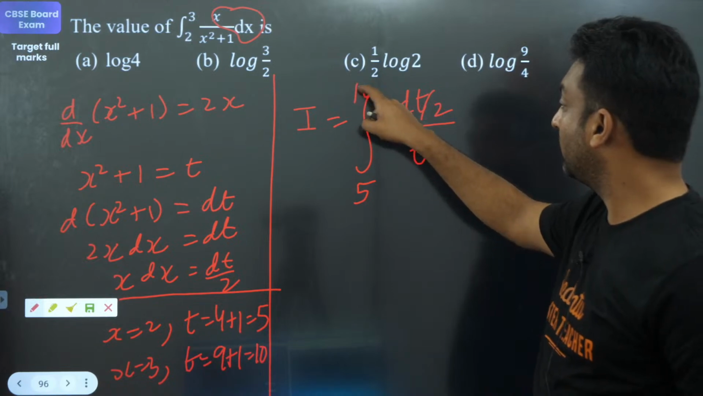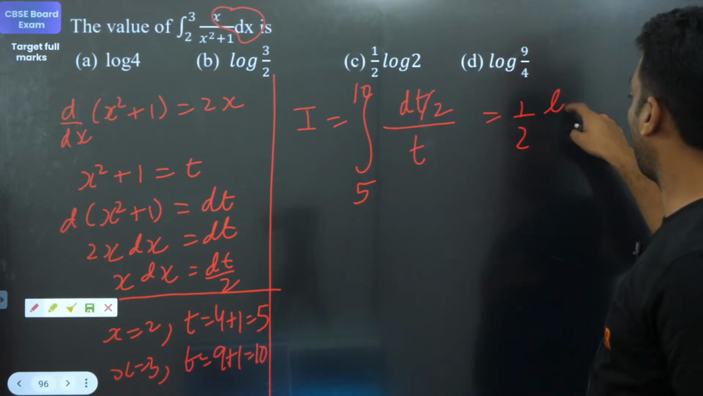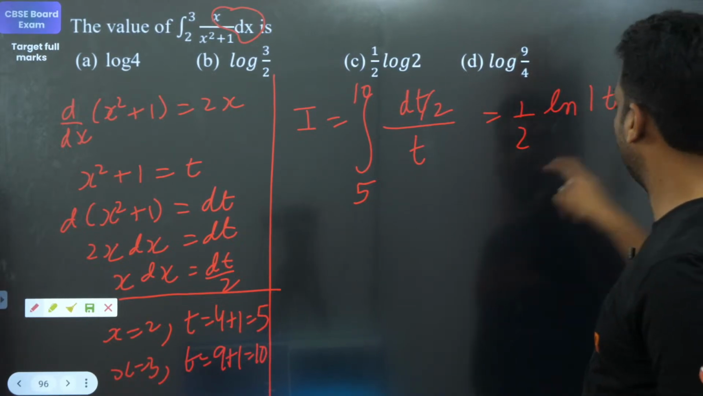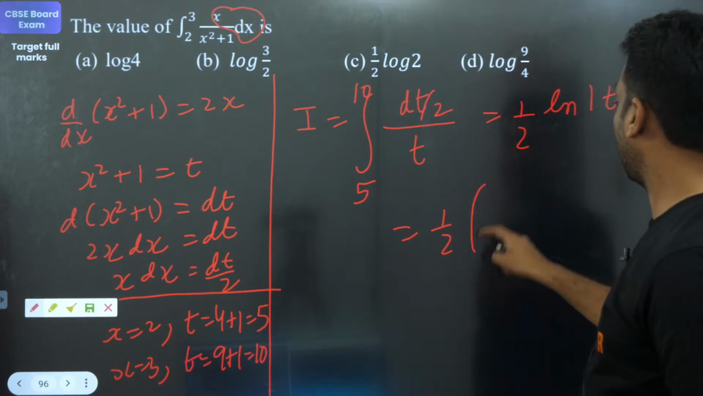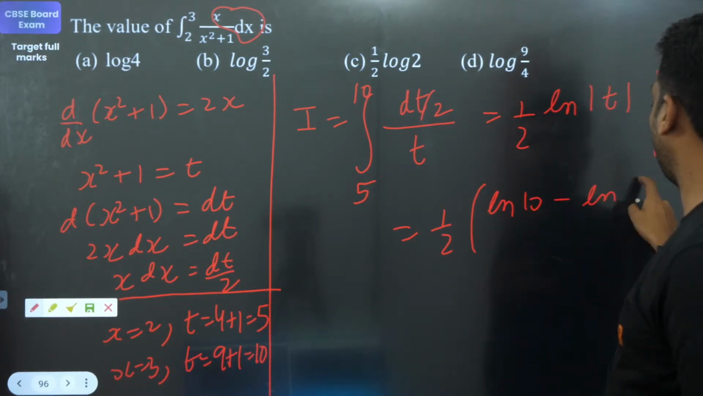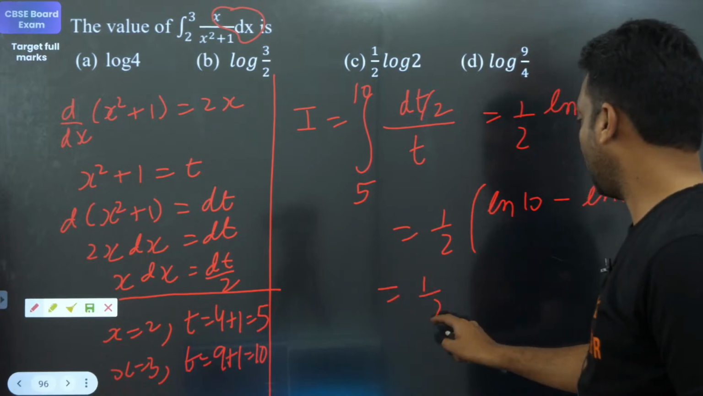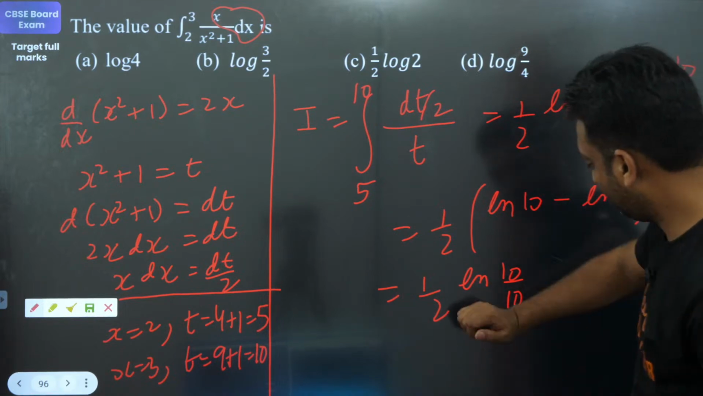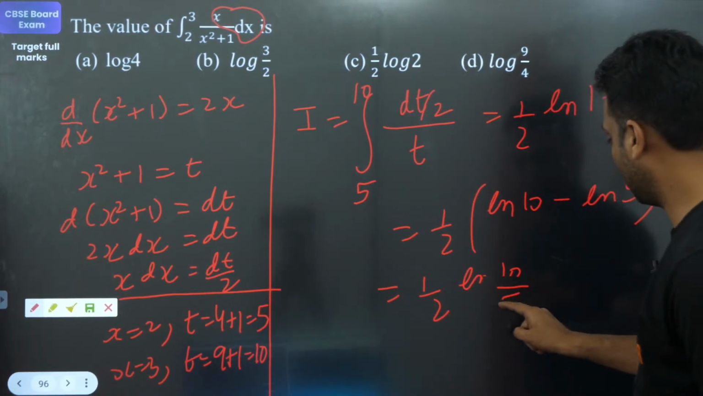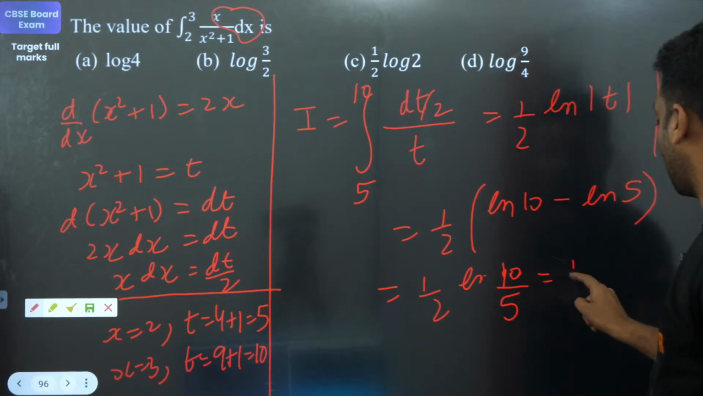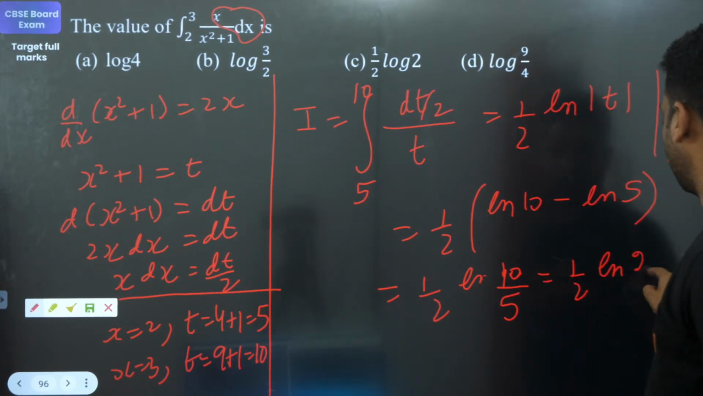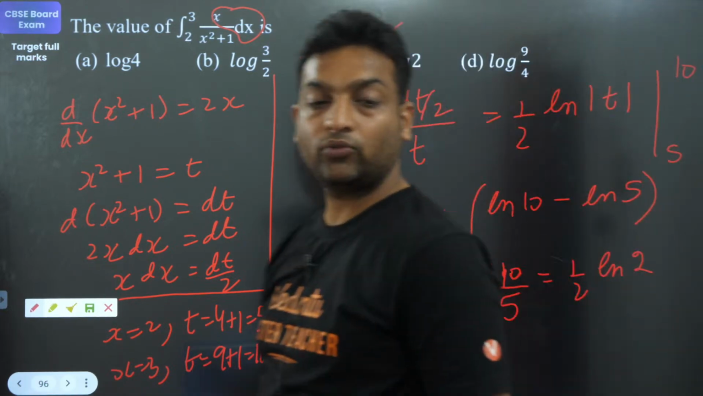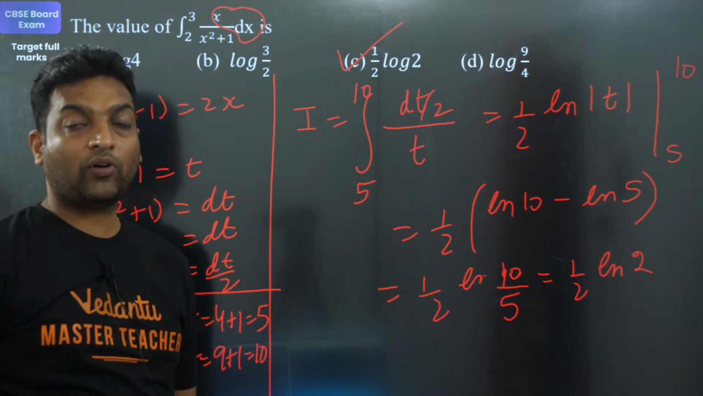5 to 10, 1 by 2 log mod t. Limits are from 5 to 10. Half times log 10 minus log 5, that is half times log of 10 by 5, half log 2, or log of root 2. Option C. Don't forget to change the limits.